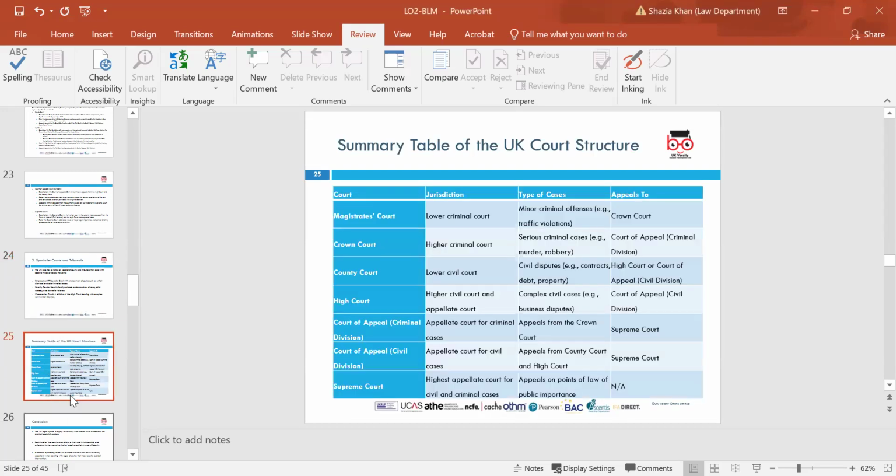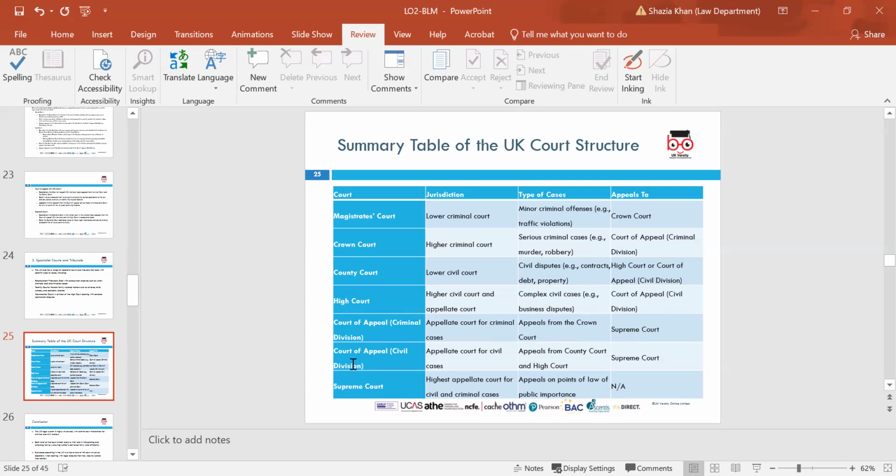So, a summary table of the UK courts. Magistrates' Court: lower criminal court, dealing with minor criminal offences, with appeals to the Crown Court. The Crown Court is a higher criminal court, dealing with more serious criminal offences, and it goes to the Court of Appeal. The County Court is a lower civil court, dealing with civil disputes, and it goes to the High Court or Court of Appeal. The High Court is a higher civil court and appellate authority, dealing with complex civil cases and business disputes, and it goes to the Court of Appeal.